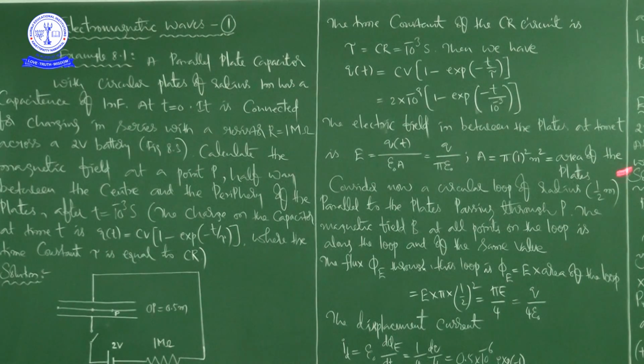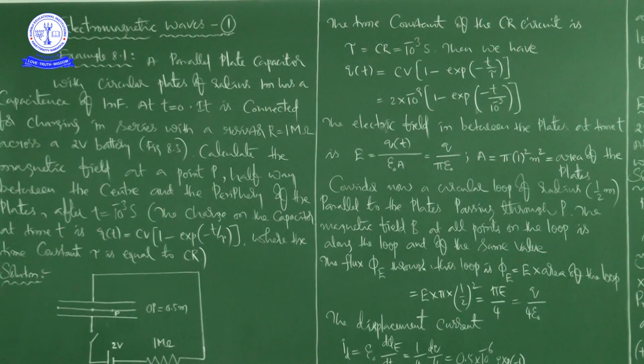Next, example 8.2. Here a plane electromagnetic wave of frequency 25 megahertz travels in free space along the positive x direction. At a particular point in space and time, this is the E value, and he is asking for the B value. Using the equation B naught is equal to E naught by c, the magnitude of B is equal to E by c, that is equal to 2.1 into 10 to the power of minus 8 Tesla. So this is the magnitude we determined.